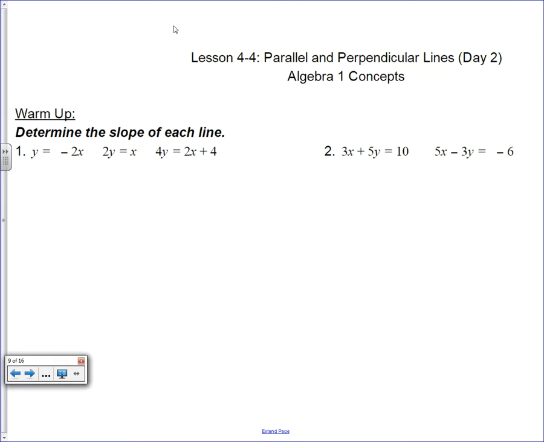In number 1, is the first line already in that form? Yes, it is. So what's the slope of the first line? Everybody see that? Okay, the second equation there. Does that already have y all by itself? It does not. How do I get this y by itself? So now I have y equals, folks, what's in front of the x? A 1. Does 1 divide by 2? No, it does not. So we're going to leave it as 1/2 x. So what's the slope of that line? Everybody good?